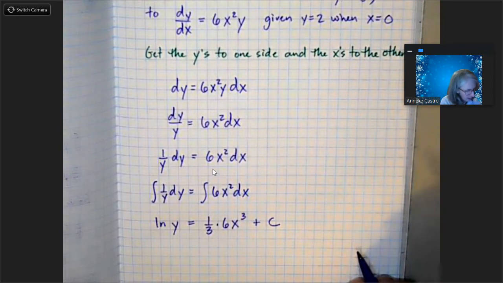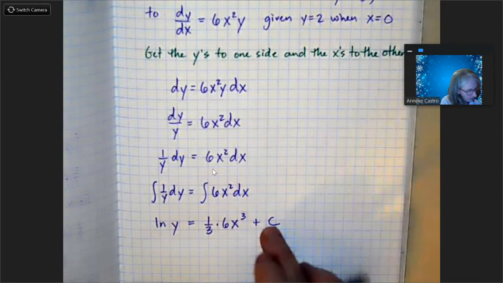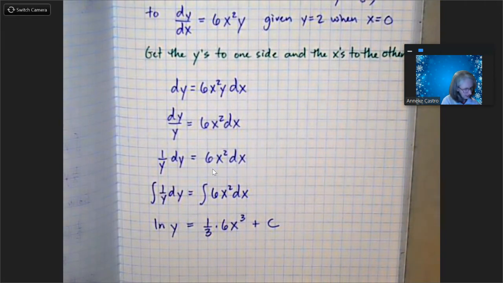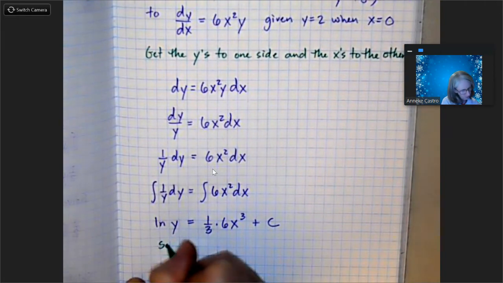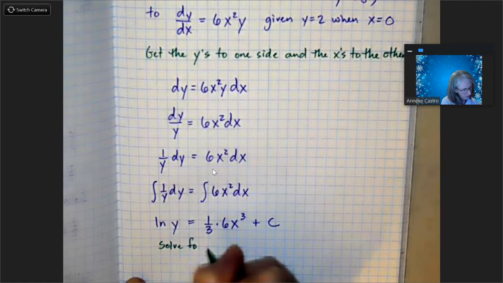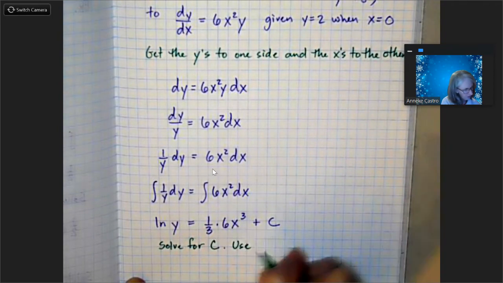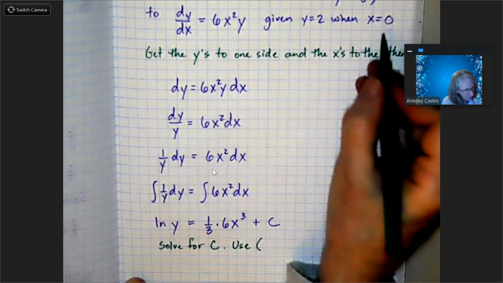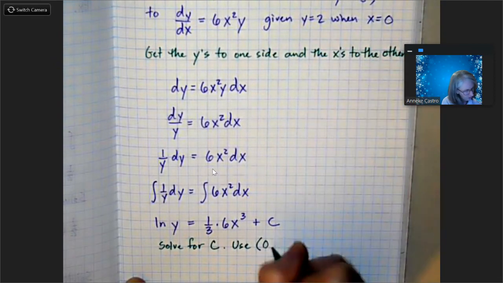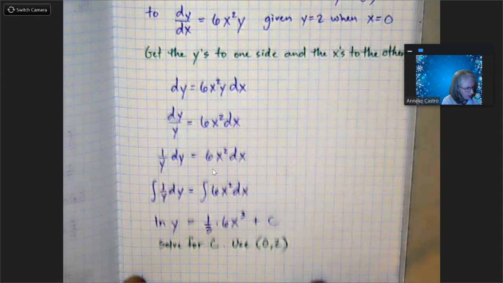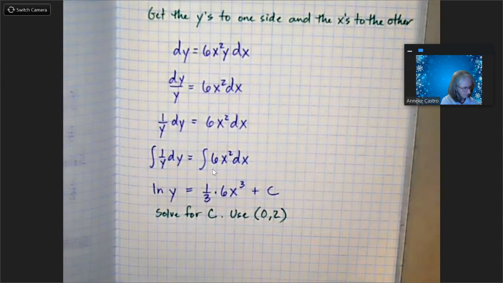Okay, so now I can go ahead and put in my numbers to solve for my constant of integration. So we want to solve for c. We're going to use the point (0, 2). So we're going to go back up here and grab our 0 and our 2, and we're going to substitute those in.